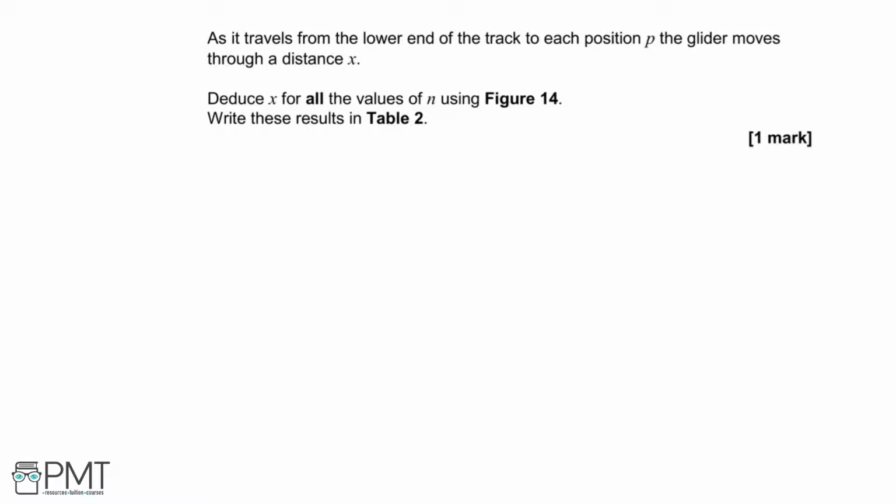As it travels from the lower end of the track to each position P, the glider moves through a distance x. Deduce x for all the values of n using figure 14. Write these results in Table 2.